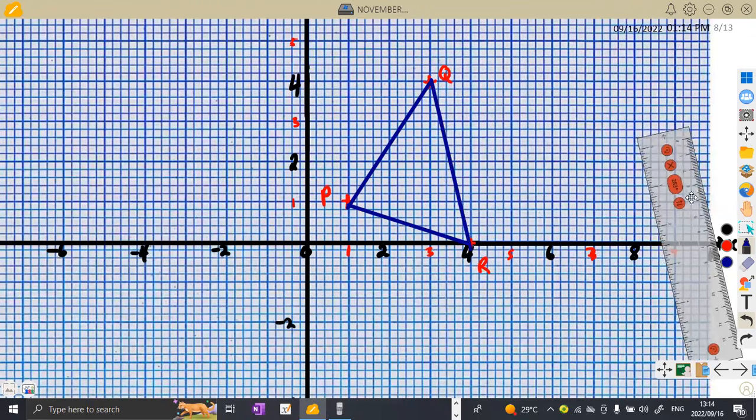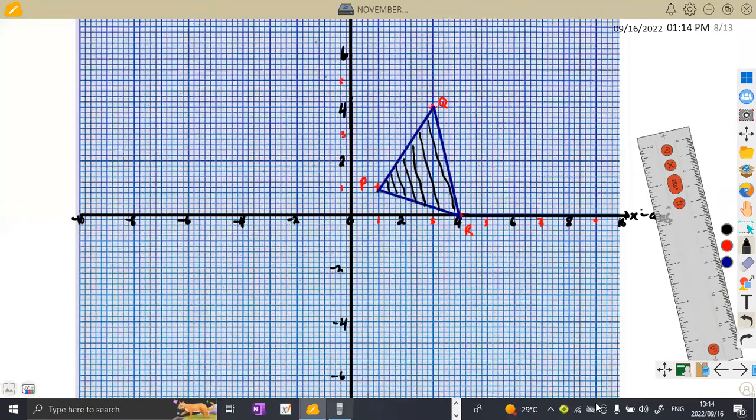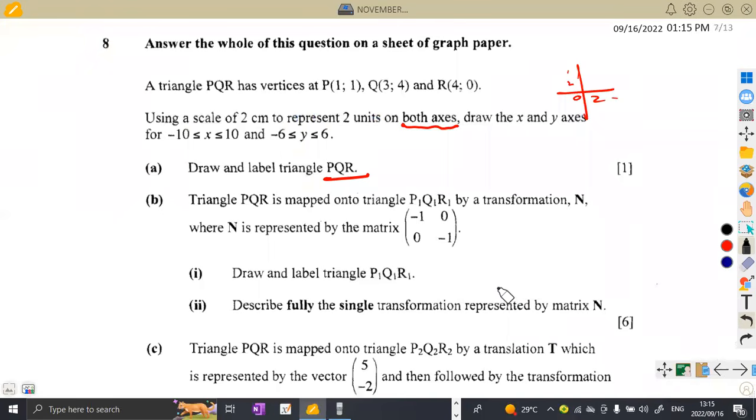So you just draw your triangle. This one, I'm just going to shade it. It is the first triangle, which is my object. You're not supposed to shade; I'm just shading so that you can clearly see our triangle. So this is the first triangle that you're given. You mark your points. Okay, so let's get back to the other question and see what you're given.